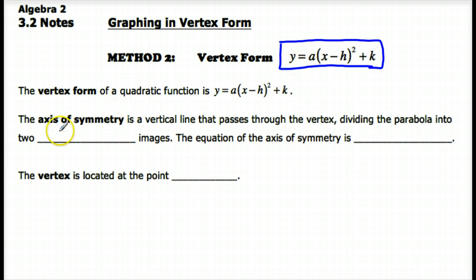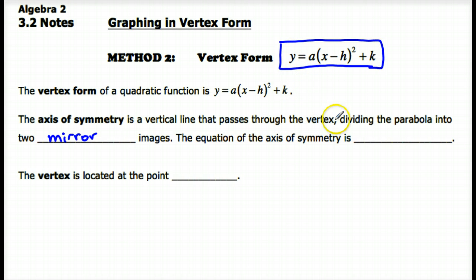So again, the axis of symmetry, same as the last video, it's that imaginary vertical line that splits your parabola into two symmetrical or mirror images. The equation for the axis of symmetry, though, in vertex form is not x equals negative b over 2a. First of all, there's not a b in vertex form.